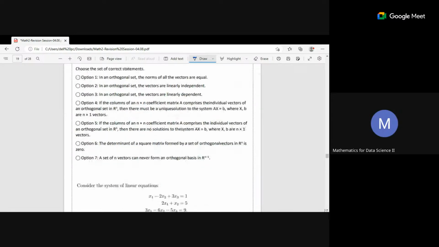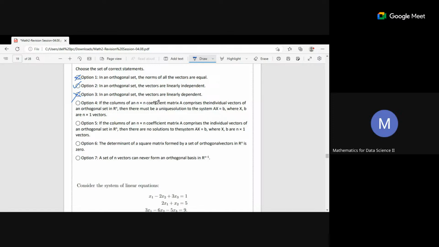Choose the set of correct statements. In an orthogonal set, the norms of all the vectors are equal. Is that correct? No, ma'am, it is just an orthogonal set, so it need not be the same. In an orthogonal set, the vectors are linearly independent. Yes, ma'am. So this is obviously wrong.